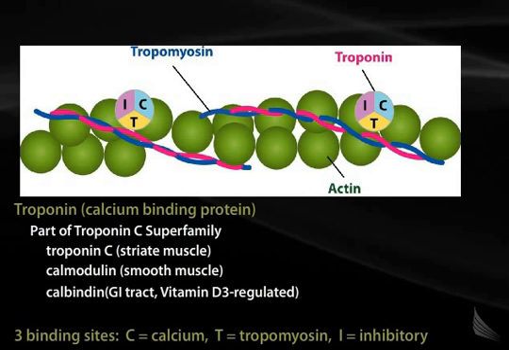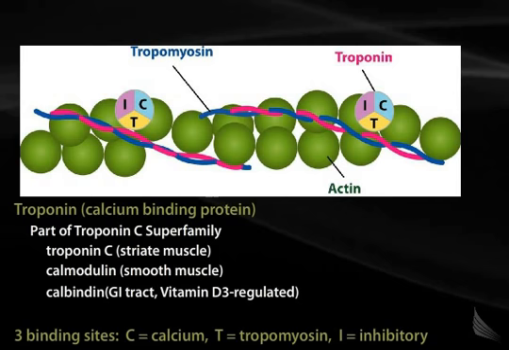Tropomyosin will block the binding sites for myosin on actin. Now, that blockade has to be regulated, and that regulation occurs via troponin. Troponin is a molecule that, when activated by calcium, will move tropomyosin out of the way to reveal the binding sites on actin for myosin, and that will allow contraction to move forward.